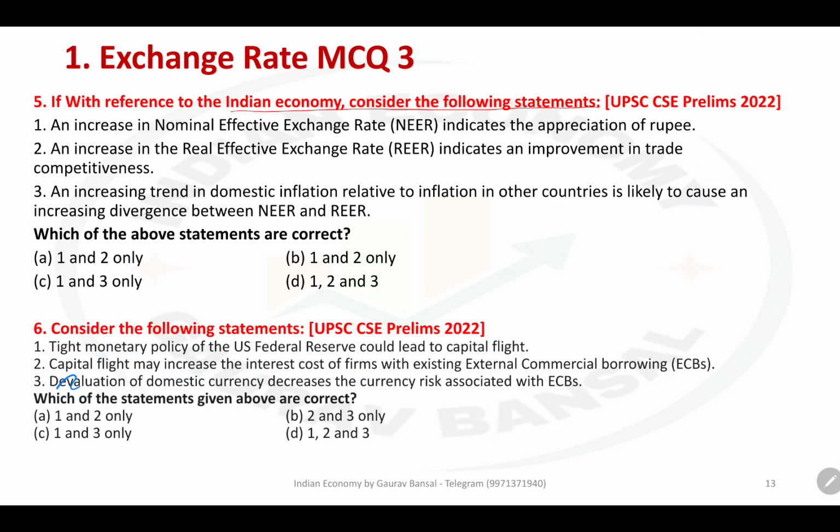Now in this case, devaluation decreases the currency risk. This is wrong. Okay. Devaluation happens because of capital flight, and that is bad for the firms. So statement 2 is correct, that we have already said. So 3 can't be correct. 1 and 2 are correct.